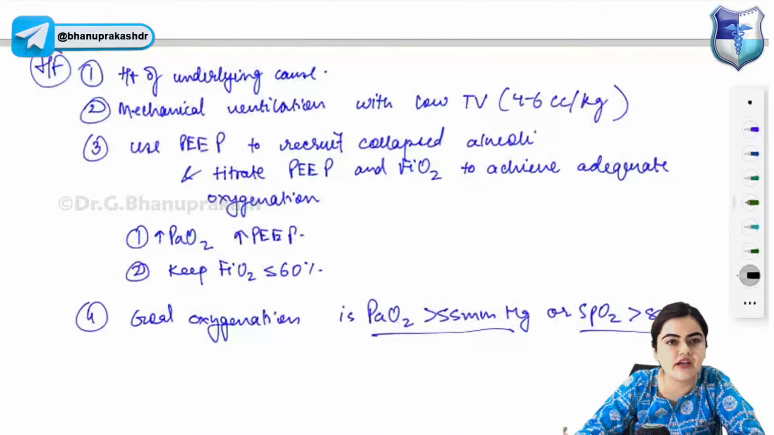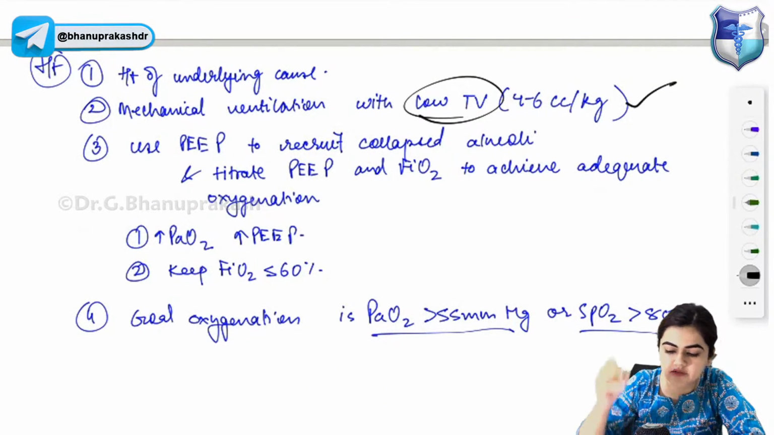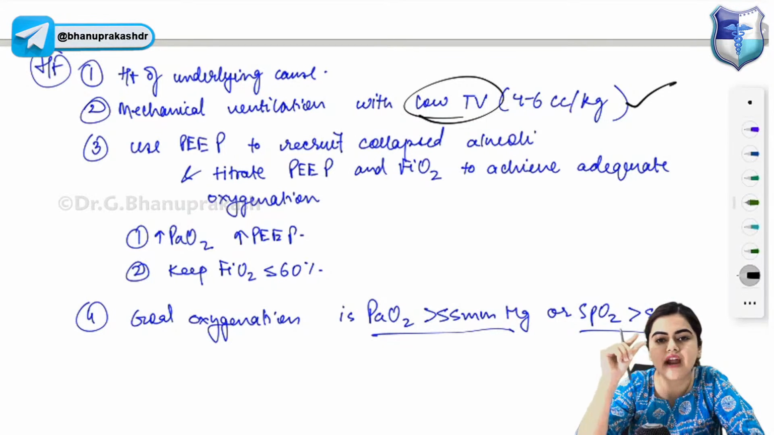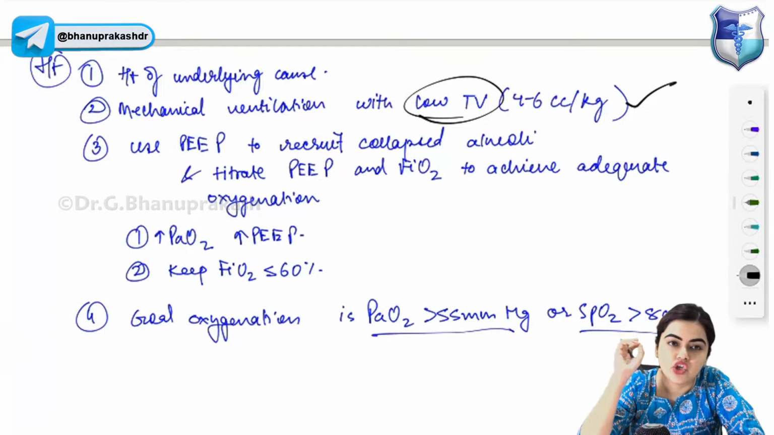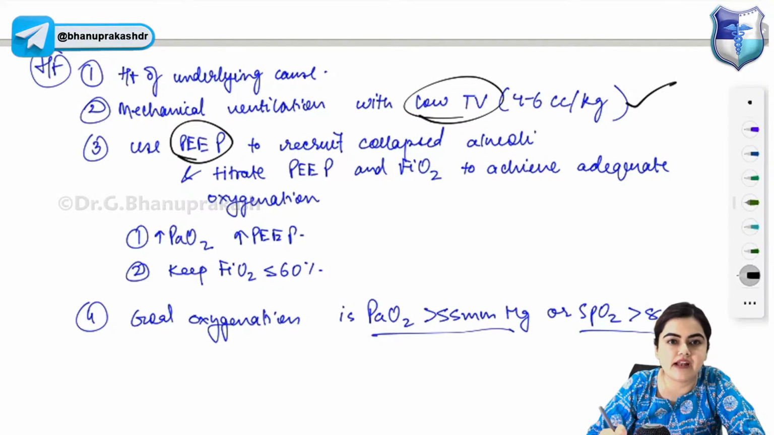Treatment of ARDS: treat the underlying cause. Mechanical ventilation is given, with low tidal volume. How much tidal volume is given in mechanical ventilation of ARDS? 4 to 6 cc per kg of the ideal body weight, to minimize the ventilator-induced injury by overdistension of the alveoli in ARDS patients. Use positive end expiratory pressure to recruit the collapsed alveoli.